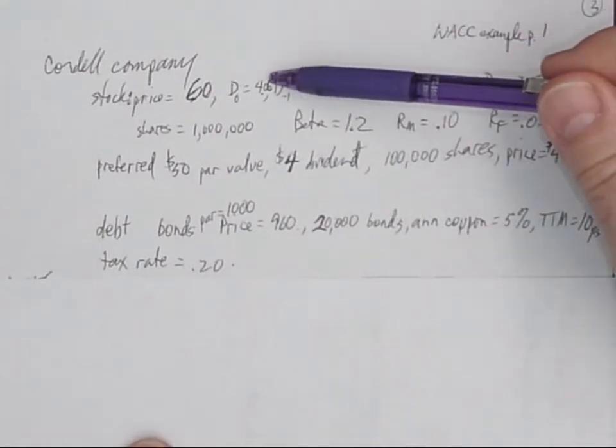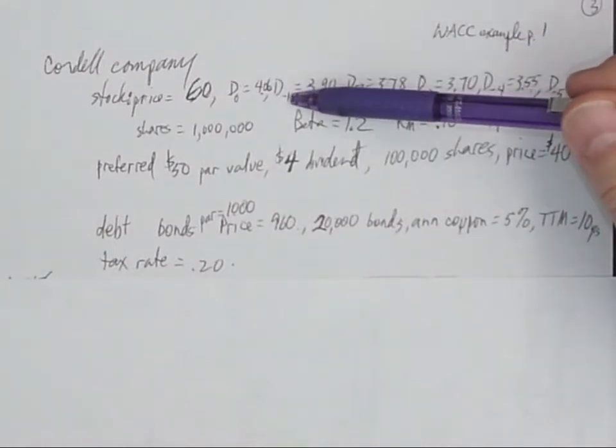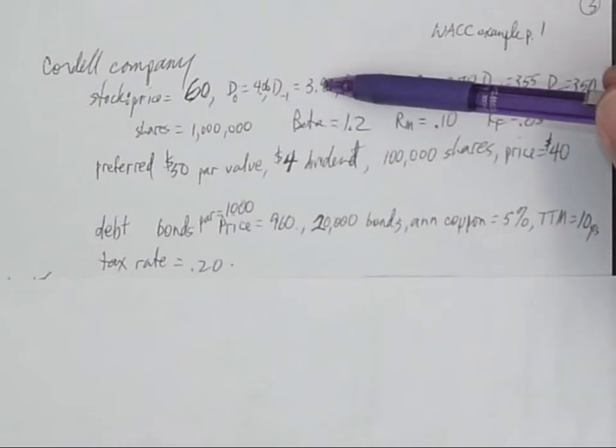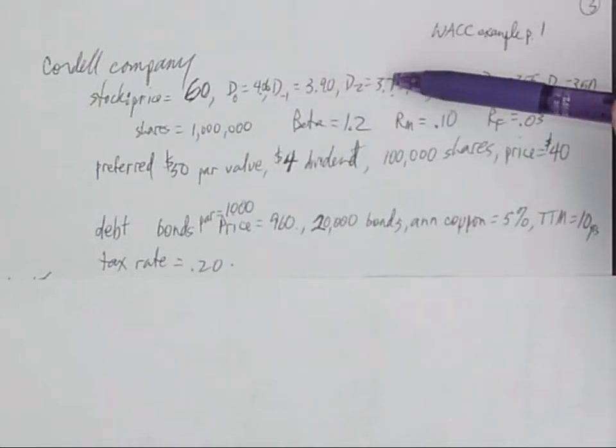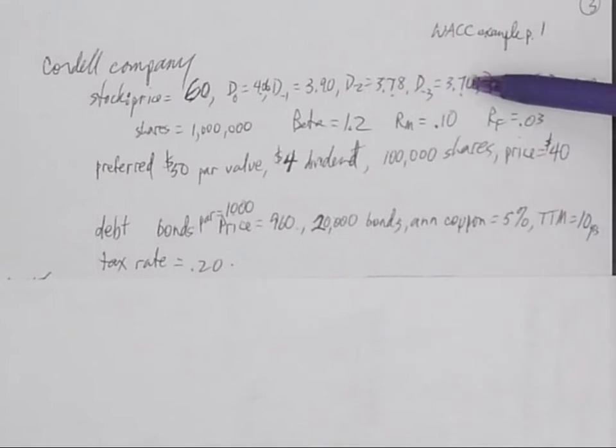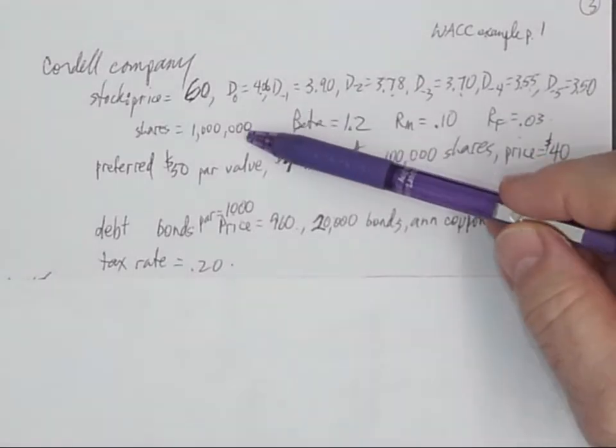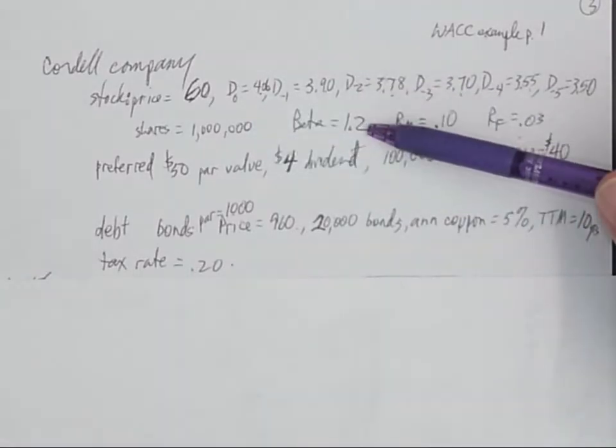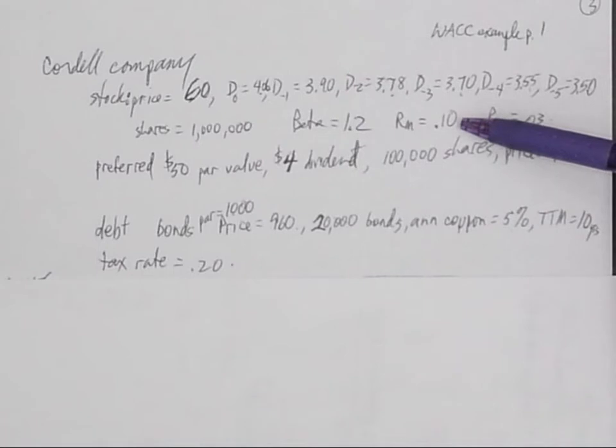So this says $4.06. D minus 1 would be not last year, but the year before, and that's $3.90. And D minus 2 is $3.78, $3.70, $3.55, $3.50. There are 1 million shares. The beta is 1.2. Return to the market is 10%, and the risk-free rate is 3%.